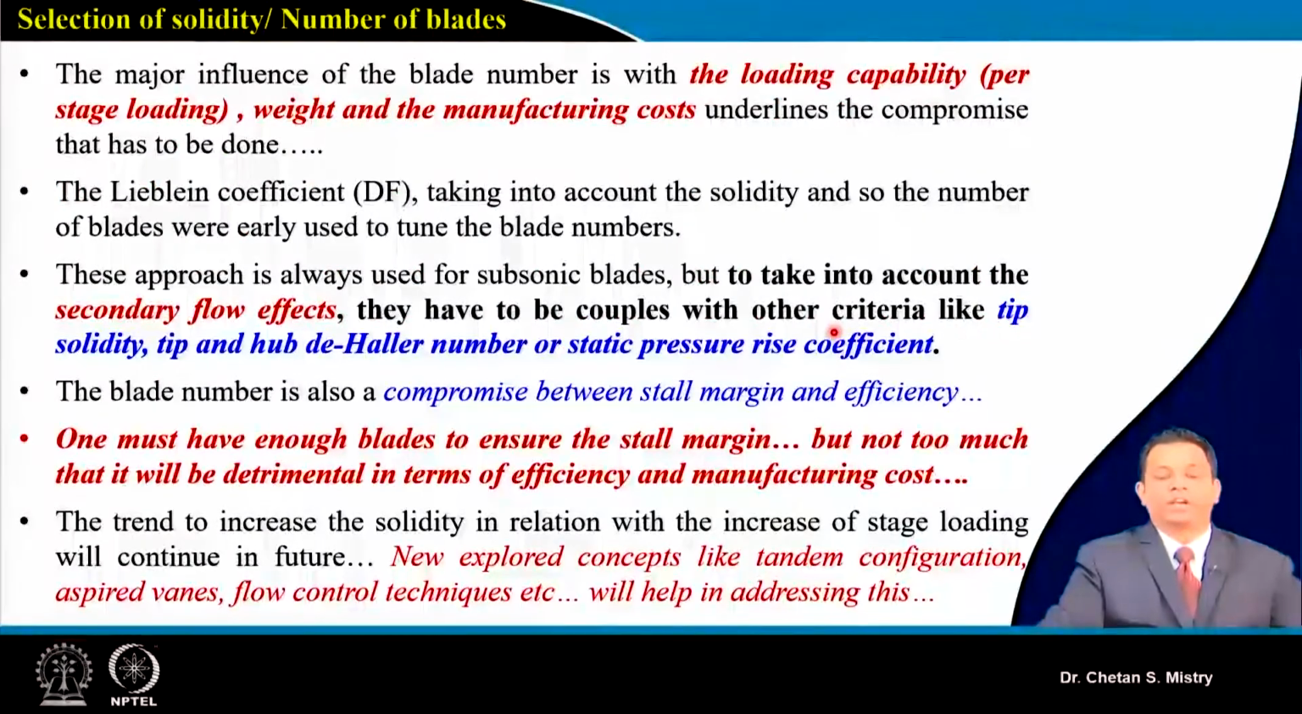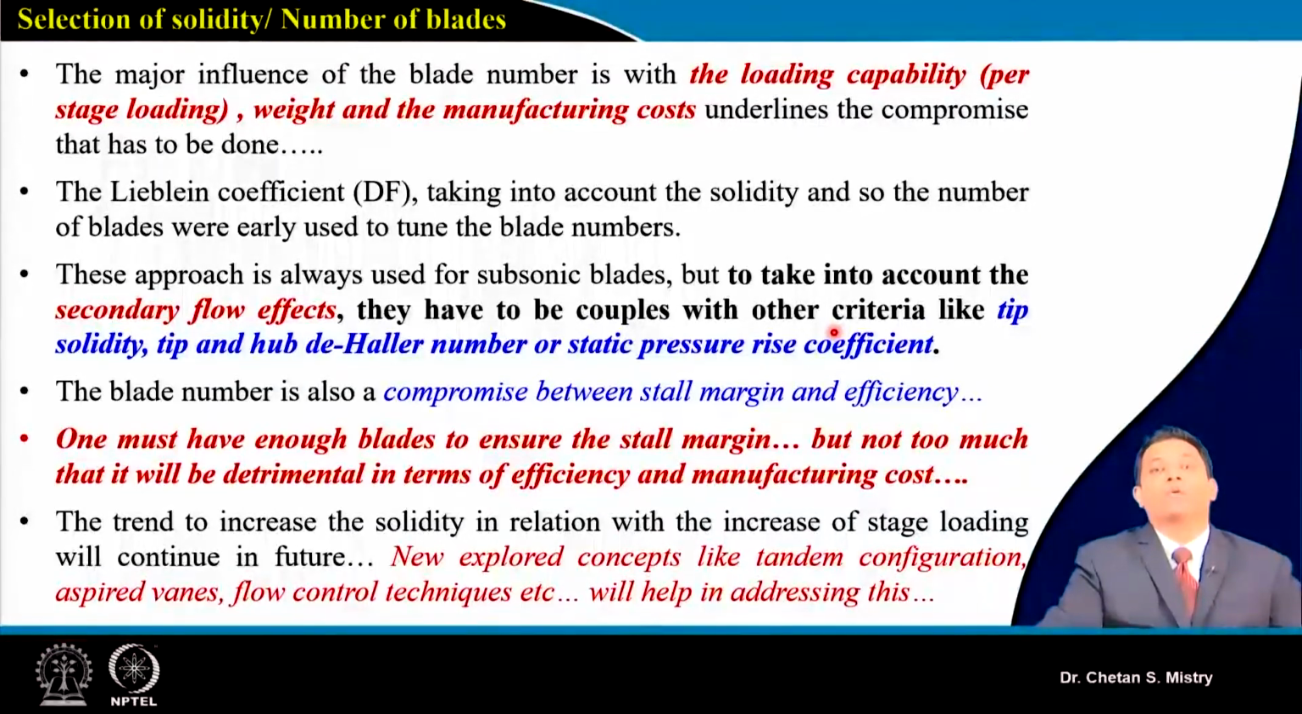Here, if we consider the number of blades, then we need to realize what kind of loading we are looking for. That means the per stage loading we are expecting. The second parameter that comes into the picture is the weight of that rotor, and because of the weight of that rotor, the weight of the whole engine. Then we need to check the manufacturing cost, and we need to compromise across all these parameters. Let me put it here.